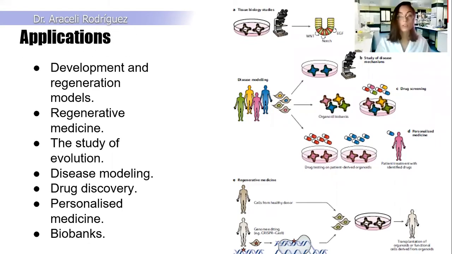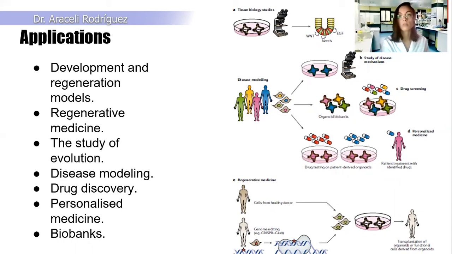Hi everyone. When it comes down to application, there are a lot of things that we can do with organoids. For example, since we can recreate human tissue, we can study the development and the regeneration of organs. They are also used in regenerative medicine. The goal is to one day replace damaged tissue with healthy tissue extracted from an organoid. They are also used in drug discovery and personalized medicine. We can create organoids from patient cells to create a specific treatment for each patient.